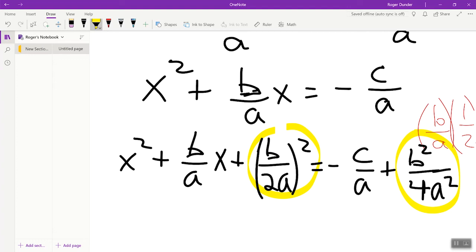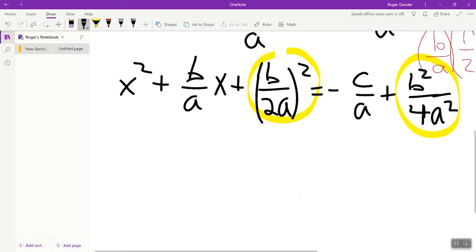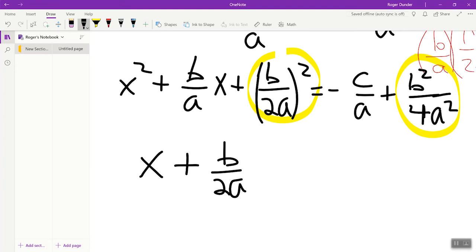Now on the left, we can go ahead and factor, and hopefully that'll come out nicely for us, which it will, because that's what we're doing. We're completing the square. We're turning the left side into a perfect square. So this then factors as follows: x plus b over 2a quantity squared. And that, of course, is equal to what's on the right.